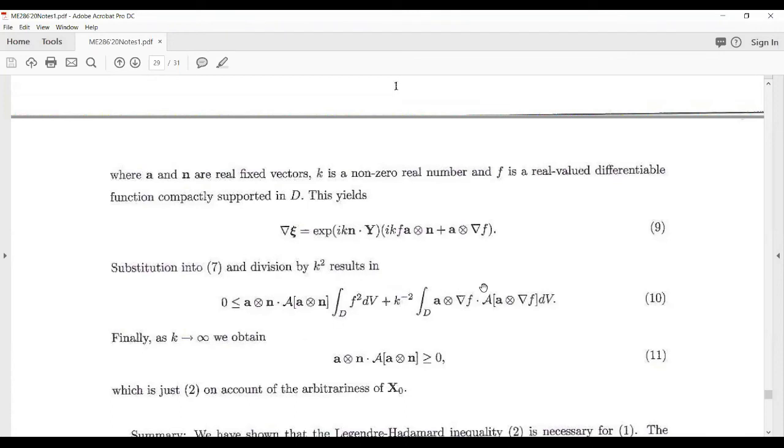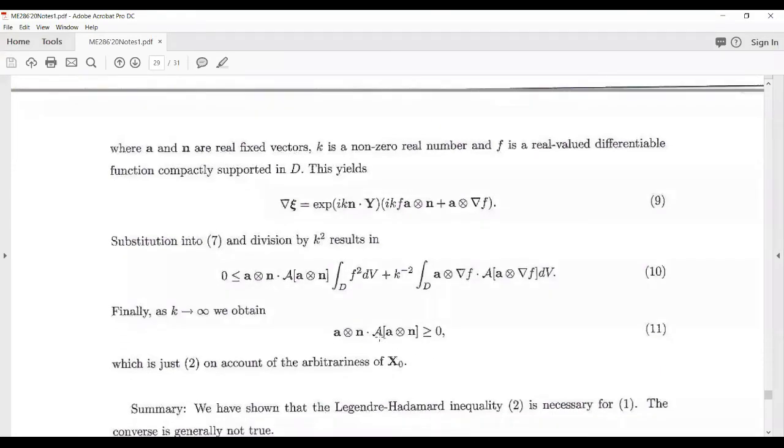As k tends to infinity, regardless of the value of this integral, the second term will disappear. The first term does not involve k. This integral of f squared is some non-negative quantity. So this inequality demands that this be non-negative, where a was the value of our second derivative of energy with respect to f at the point x naught. And that's exactly what we wanted to prove.